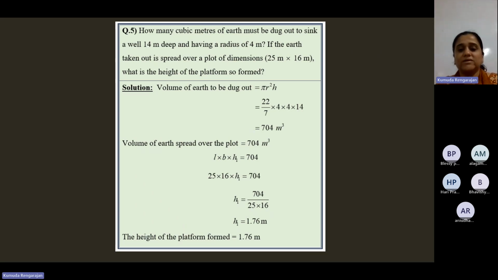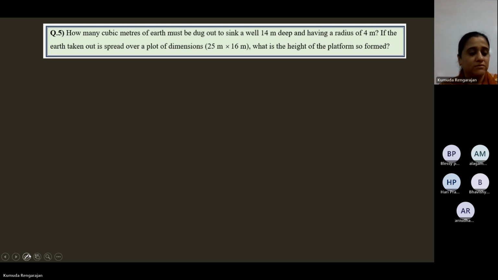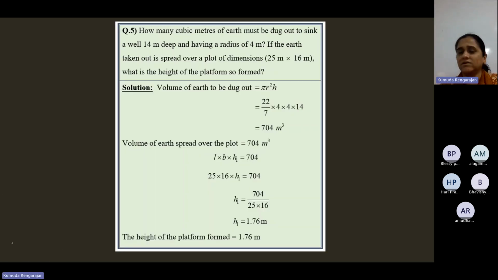Okay, so here I've done it in a different way. Don't worry, children. It's the same thing I've done here. I'll just work it the way I explained now. I'll share that image with you, so don't get confused. But I can just tell you what I've done here. I found the volume of the earth which is dug out, 704. So the volume of the earth spread over the plot will be 704, no? The volume of the earth which is dug out is pi r square h. Now this earth is now on the platform. So the volume of the earth spread over the plot is 704. So L into B into H1 is equal to 704.